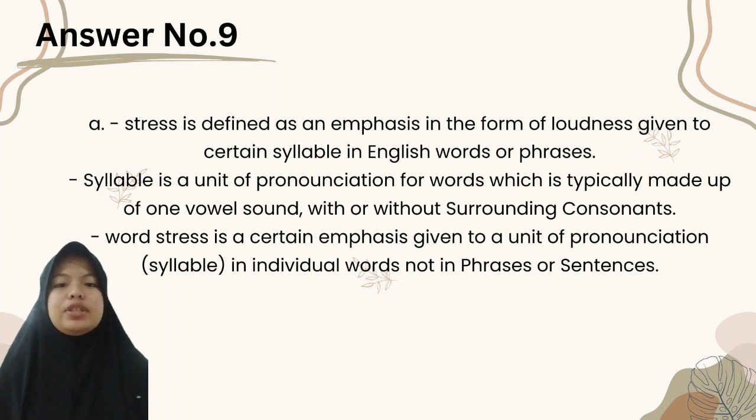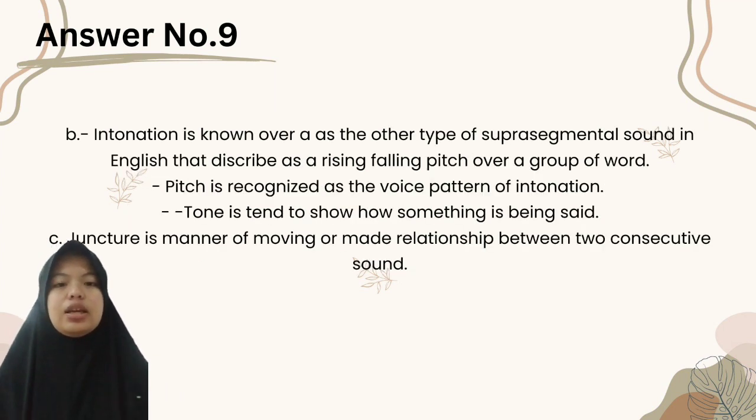Number 9. First is stress. Stress is defined as an emphasis in the form of loudness given to a certain syllable in English words or phrases. Second is syllable. Syllable is a unit of pronunciation of a word which is typically made up of a vowel sound with or without surrounding consonants. Last is word stress. Word stress is a certain emphasis given to a unit of pronunciation in individual words, not in phrases or sentences. Next is intonation.